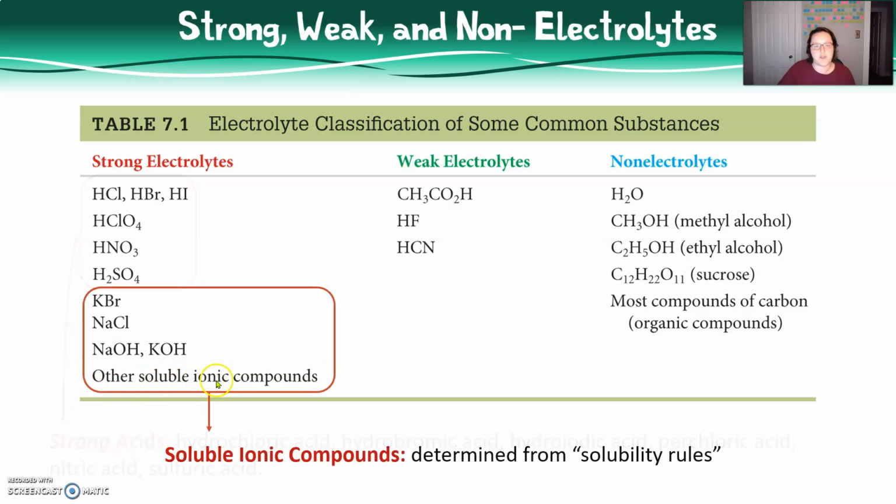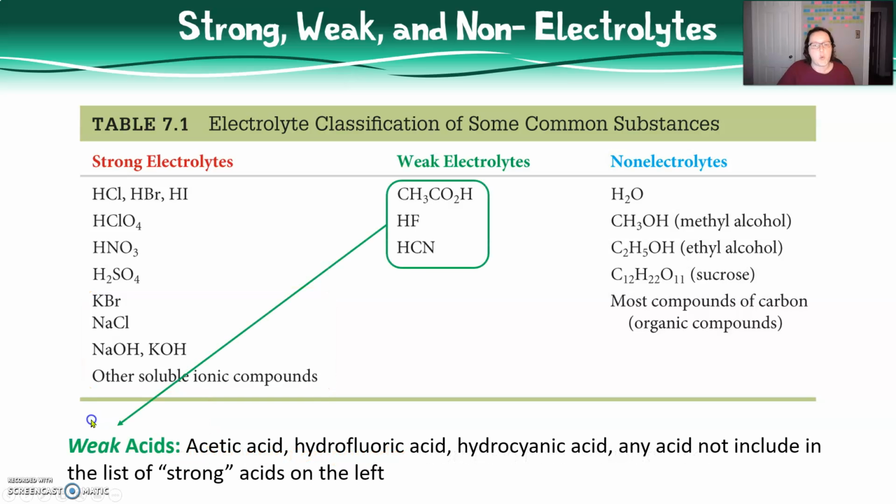Other strong electrolytes will occur for soluble ionic compounds, and we can determine whether an ionic compound is soluble by referring to the solubility rules for common ions. More on this a little later. Weak acids, as described a few slides back, are those acids that do not completely dissociate when placed into water.